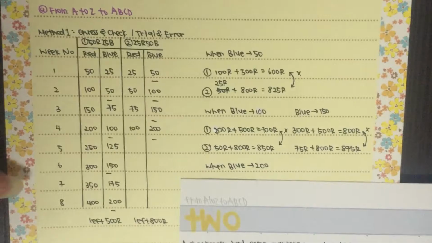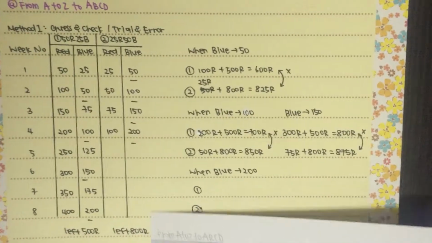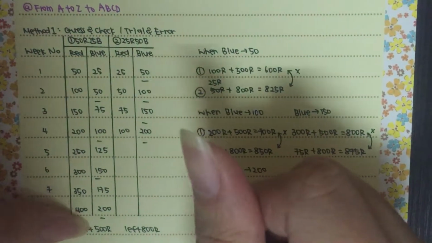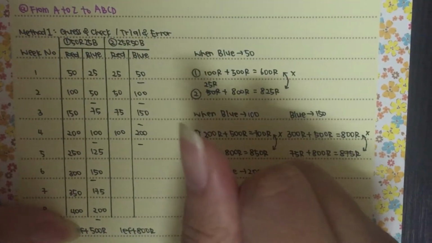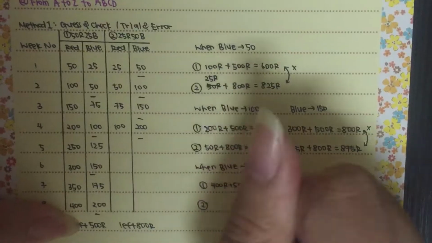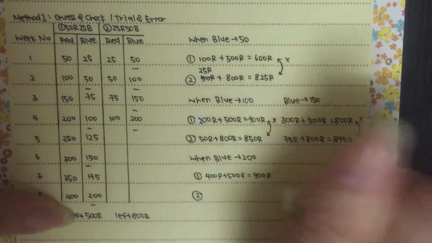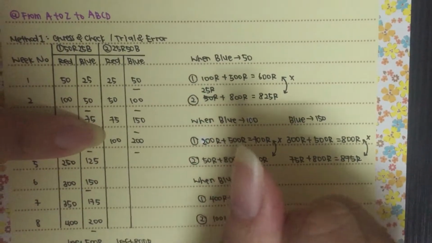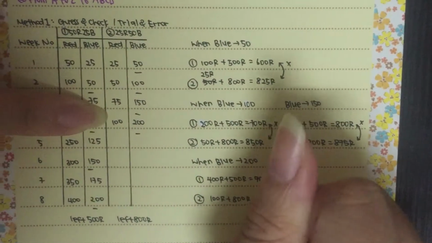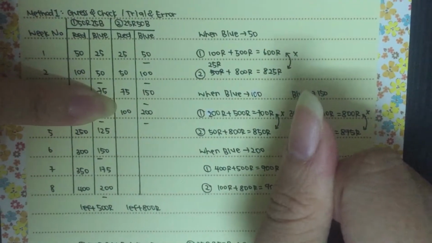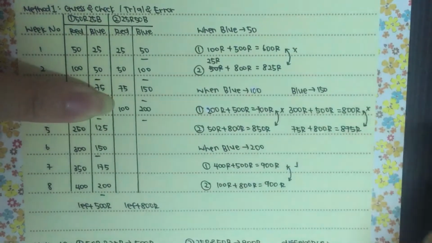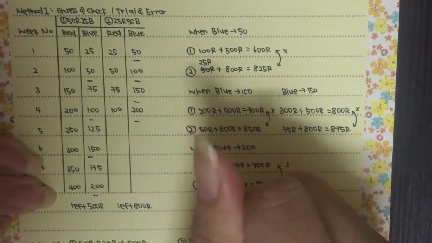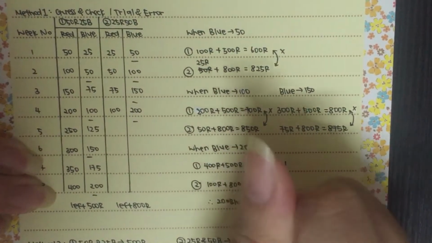So we'll go on to the next one, which is 200. For 200, it will be 400 plus 500, which gives us 900. Then over here is 100 plus 800, which gives us 900. In this case, because the number of red marbles is the same, we can conclude that there should be 200 blue and 900 red.